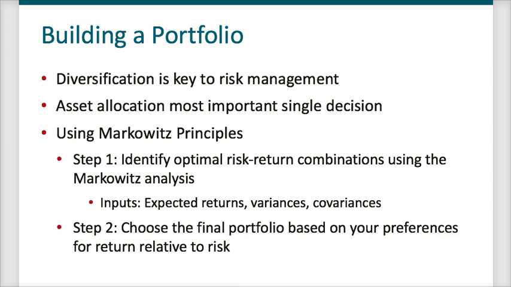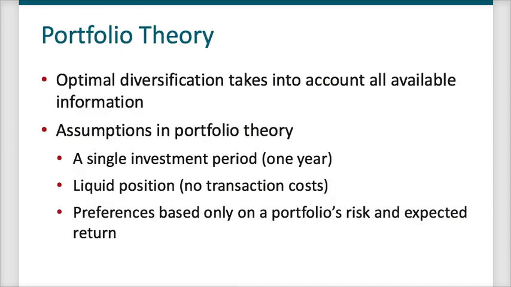So for the Markowitz principles, we've got two steps that we're going to talk about. Step 1, identify optimal risk-return combinations using the Markowitz analysis. Our inputs are going to be expected returns, variances, and covariances, which we learned in Chapter 7. And step 2, choose the final portfolio based on your preferences for return relative to the risks you're willing to assume.